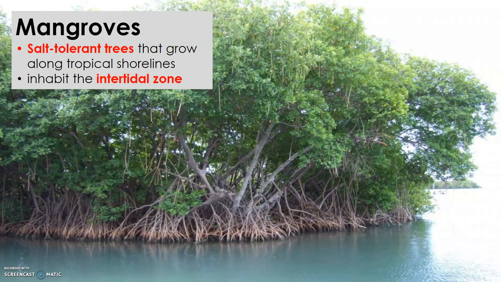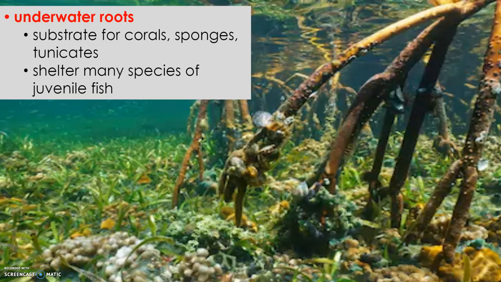Mangroves are those salt-tolerant trees that grow along tropical shorelines. They inhabit the intertidal zone. Remember, the intertidal zone is where the water level changes. You can see that on the roots. At one point, they're submerged more deeply. You can see that line of color, and sometimes they're less submerged.